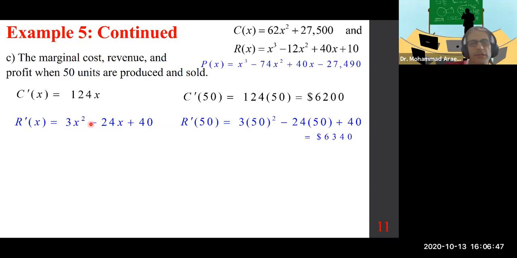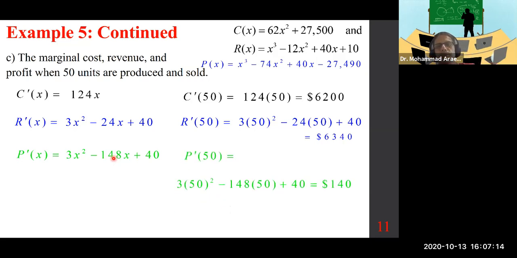Marginal profit. There are two ways to do that. Let's go with the long way and I'll explain the short way in a moment. P prime, 3x squared minus 74 times 2x plus 40. Now plug in number 50, and evaluate. This is the long way.